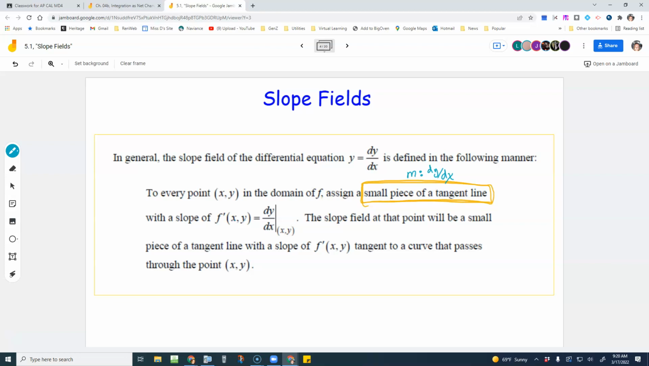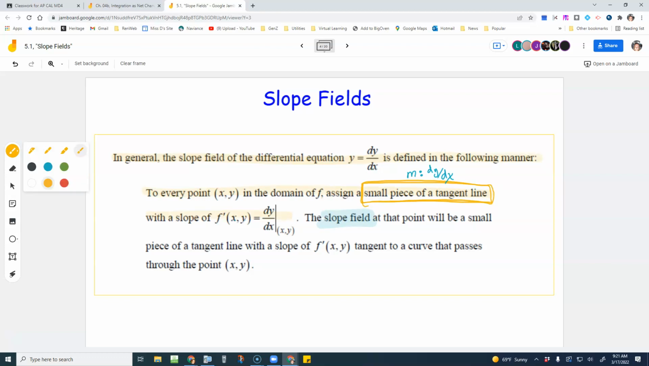And what the slope field is then, remember the main guy of the section, the slope field says once you have attached little baby tangents, little small pieces of tangents to every point in the domain with all the x's and all the y's, then we could say that the slope field will be the collection of all these small pieces of tangent lines with the slope tangent to a curve that passes through the point x, y. To be honest, probably as far as the key idea is everything up here, and then they just restate it in that last sentence.